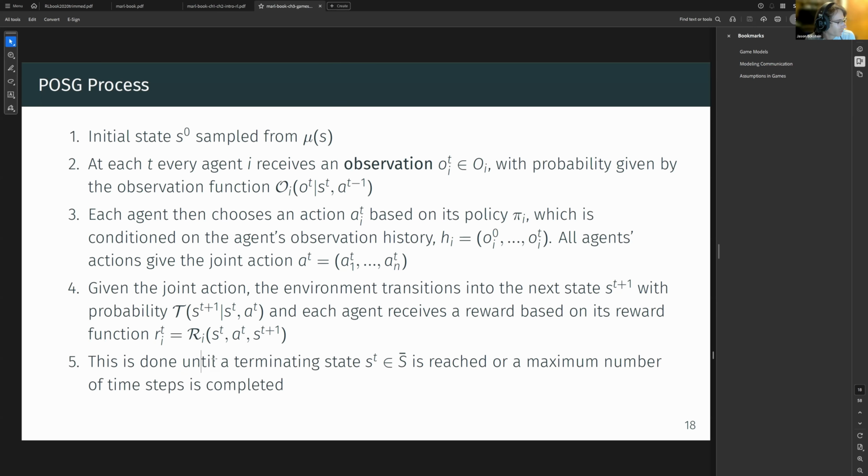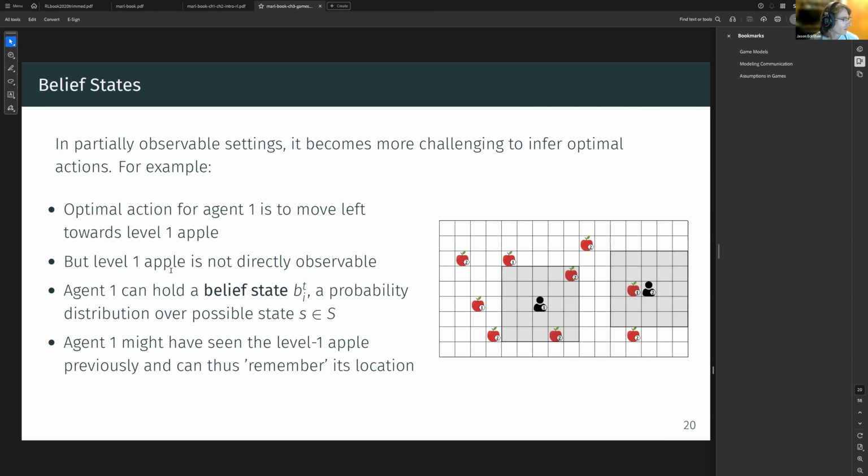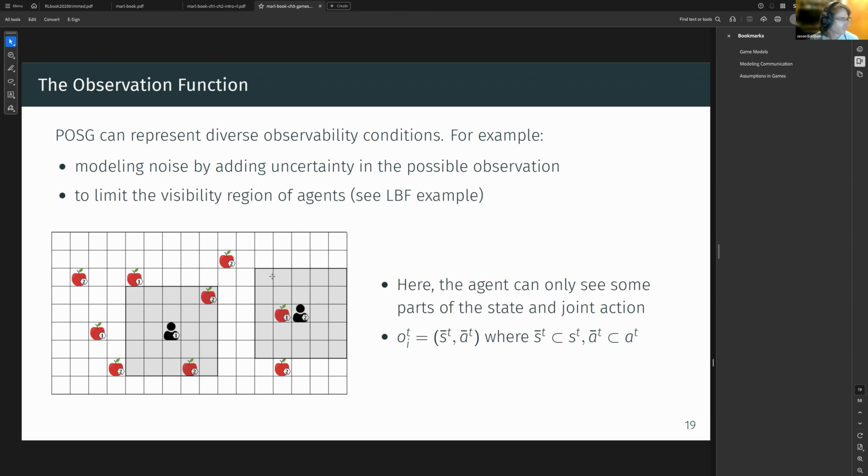But same thing with the termination condition. So there are different ways of thinking about the observation function. You could have this horizon effect where each agent only sees part of the state space. That's what's being shown here. And it also can't see the actions that are being taken outside of its horizon. But there are other ways of constructing this.